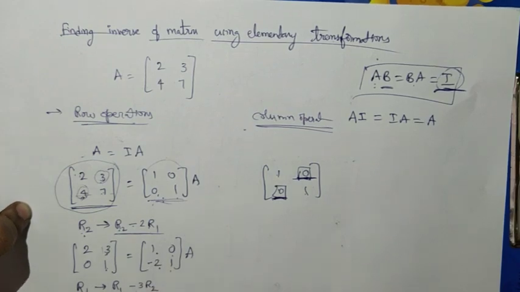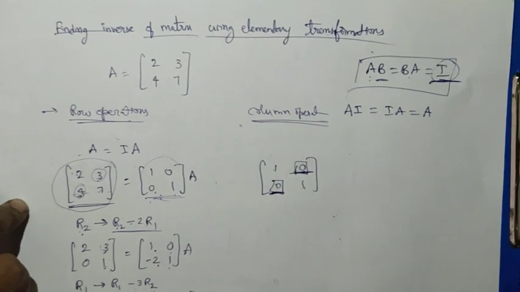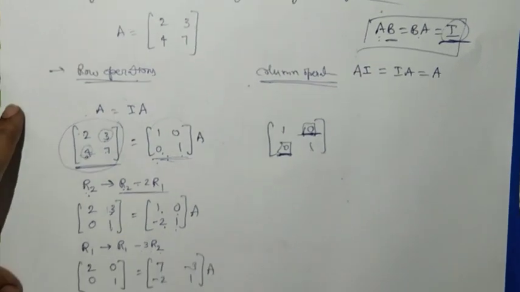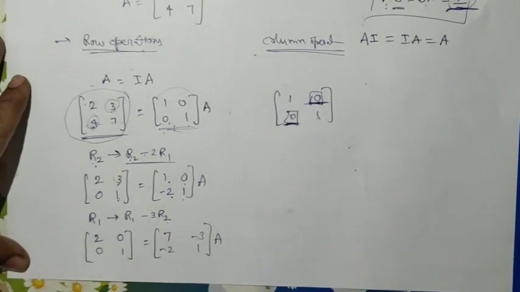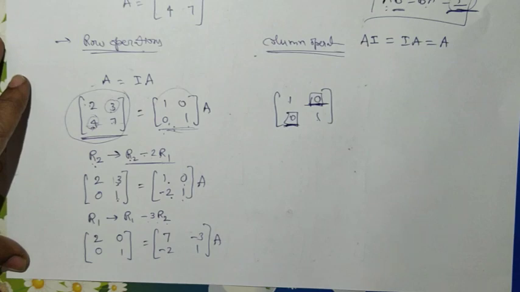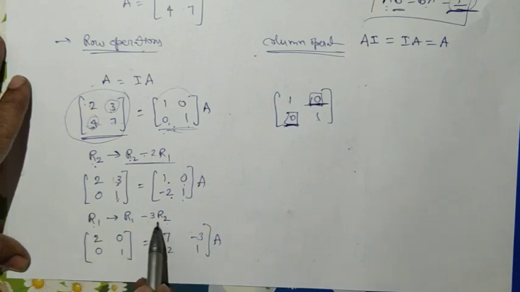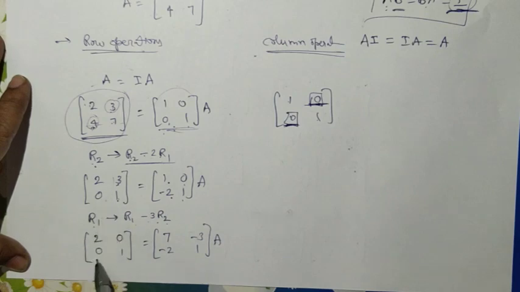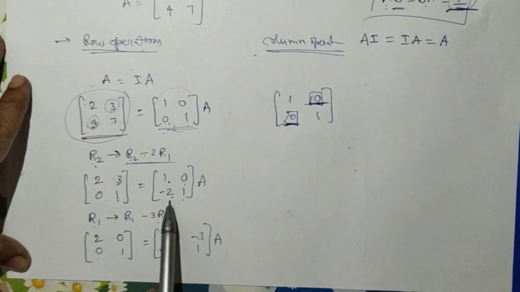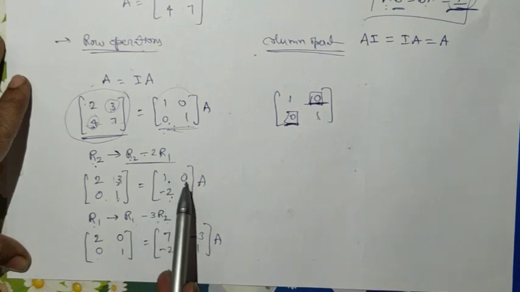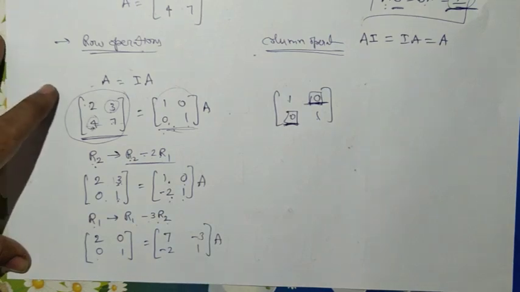So what operation did I apply here? R1 is R1 minus 3R2. So it is 2 minus 0, 0. Then 3 minus 3 times 1 is 3, 0. 1 plus 6, because minus 3 into minus 2 is plus 6, so 1 plus 6, 7. 0 minus 3, minus 3. So [7, -3; -2, 1] is fixed like this. Now next is what I got here.